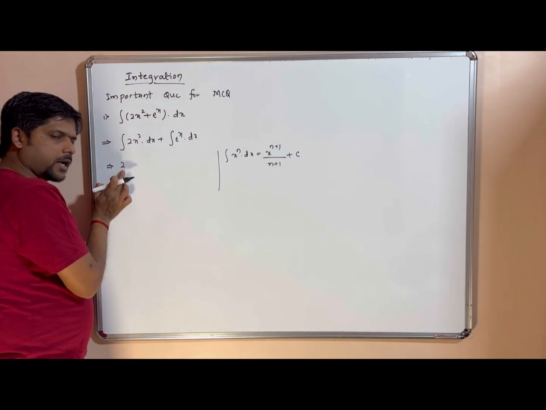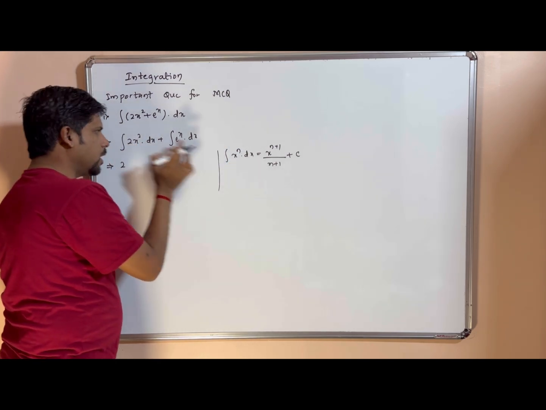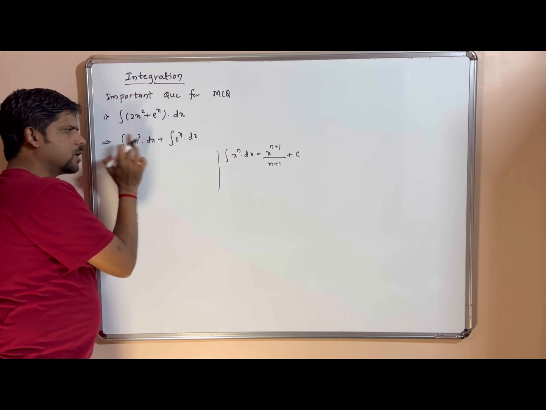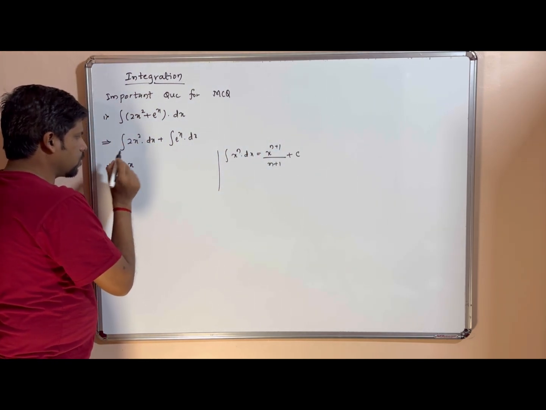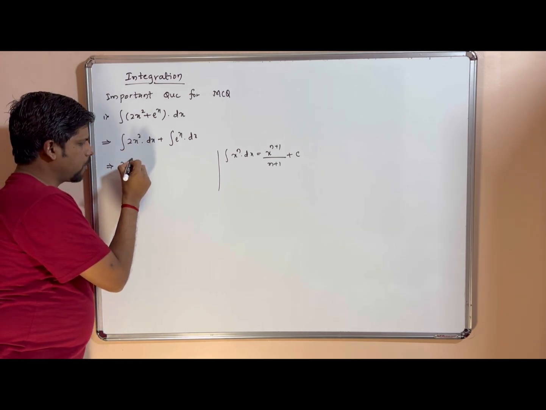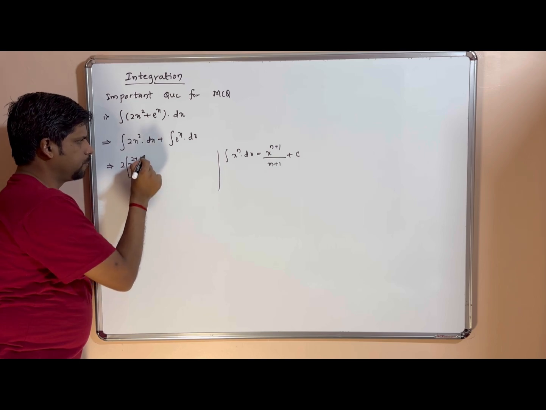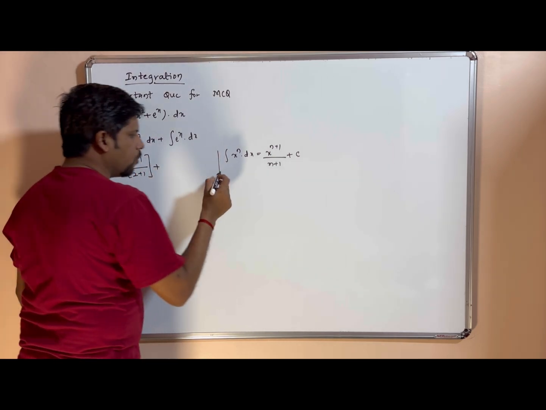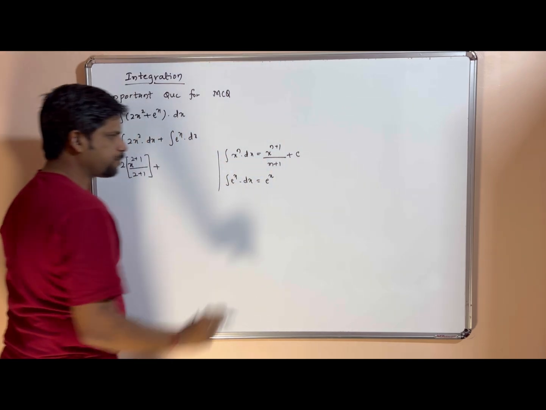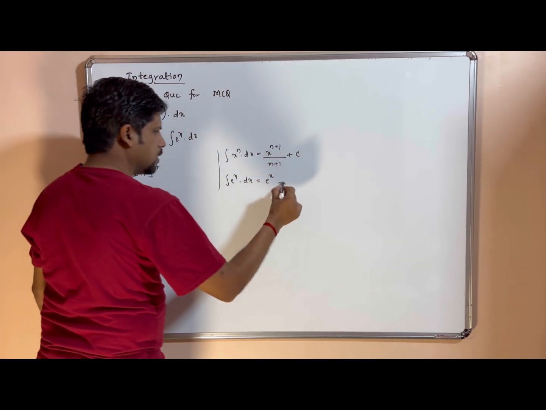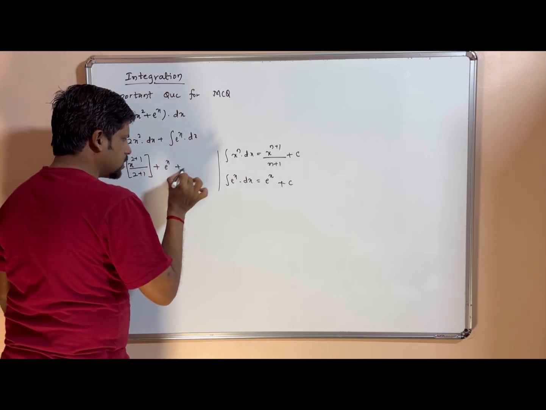Here 2 is constant taken outside, we remain with integration of x square. In place of x we have x only, in place of n we have here 2. Then put n equal to 2 here, we are going to get integration of x square is x to the power 2 plus 1 divided by 2 plus 1 plus, and also we know that integration of e to the power x into dx is e to the power x only, right? So plus c. So e to the power x integration is e to the power x only plus c.